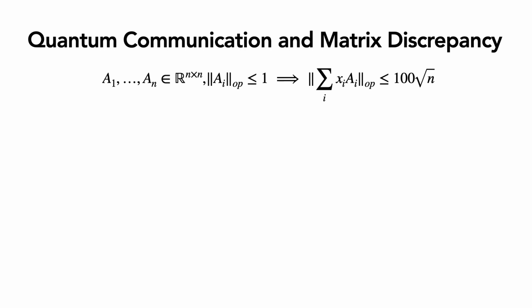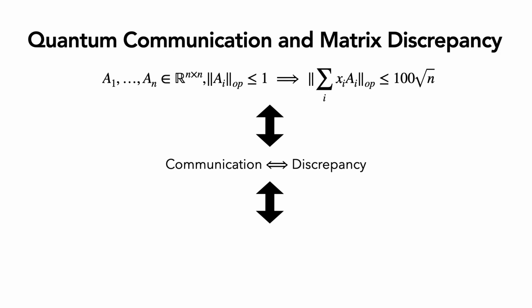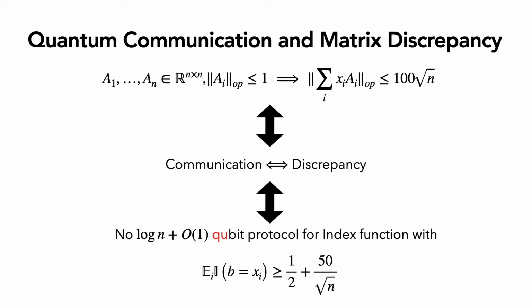Now, in the matrix world, the conjectured bound says that for all matrices Ai with bounded spectral norm, there are signs xi such that the signed sum of xi Ai is bounded in spectral norm by a constant times square root n. Using the connection between communication and discrepancy, this tells us that there is no log n qubit protocol for the index function with expected success half plus a constant over square root n.